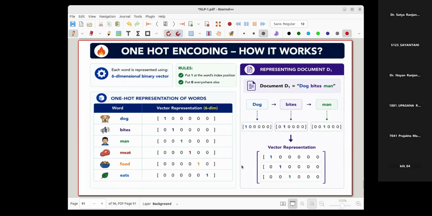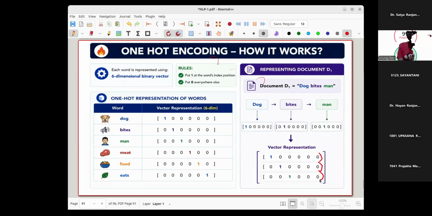Now the total is this matrix. Okay, so here you can put it like this, the brackets will be there, with a comma here and a comma here. You will get a matrix, and it is the vector representation for this document. Okay, now easily you can convert the other documents D2, D3. This representation is called one hot encoding.